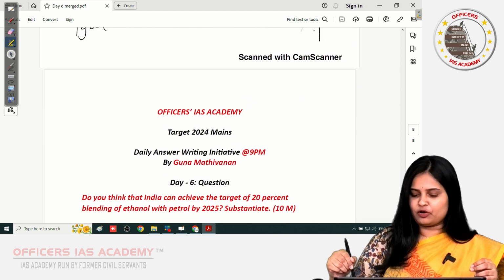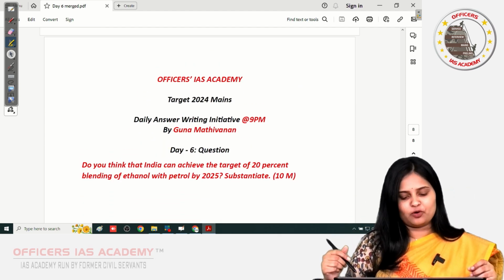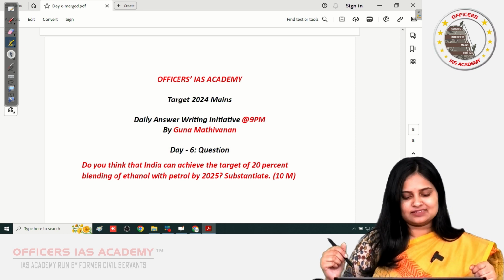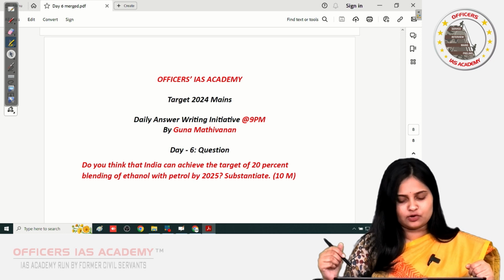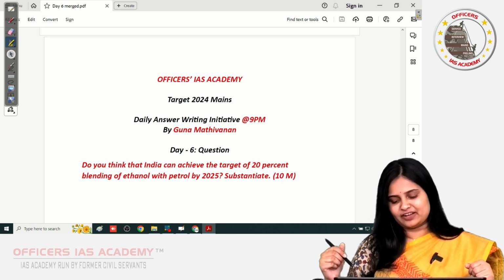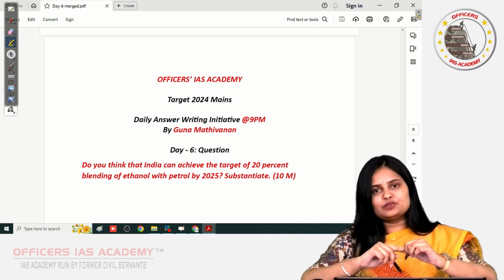Further moving forward, the upcoming question, that is the question for tomorrow, is: do you think that India can achieve the target of 20% blending of ethanol with petrol by 2025? Substantiate.